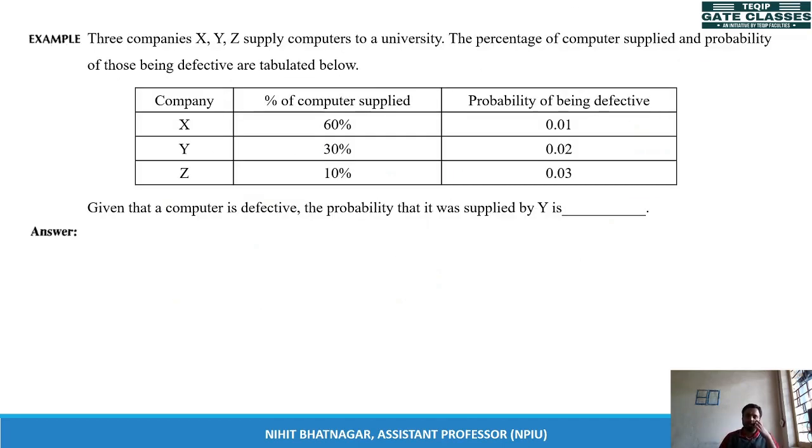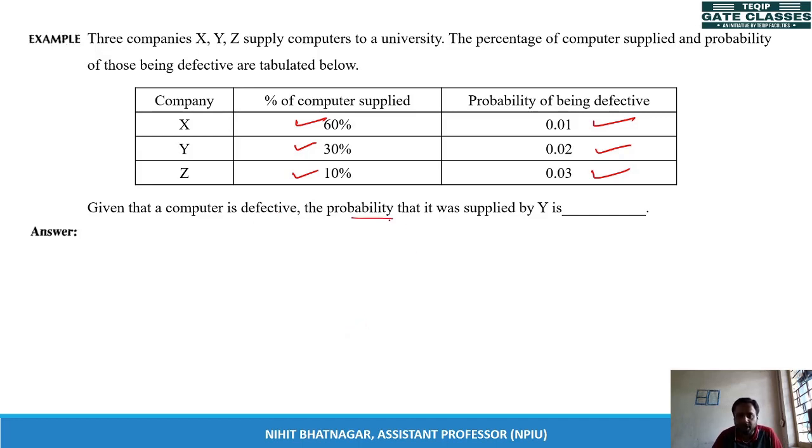Three companies X, Y, and Z supply computers to a university. The percentage of computers supplied and the probability of those being defective are tabulated below. These are the percentages of selection of companies X, Y, and Z, and these are the probabilities given, that each produces such an amount of defective products. Given that the university receives a defective computer, find the probability.